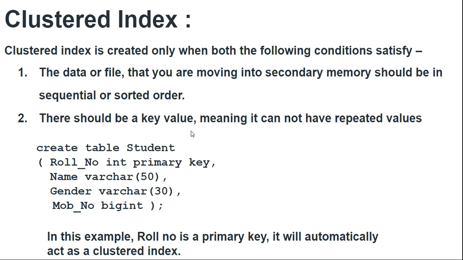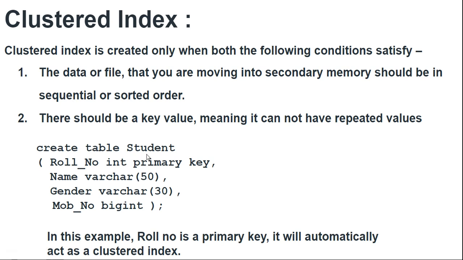What is the clustered index? A clustered index is created only when both of the following conditions apply. The data or file that we are moving into the secondary memory should be in sequential or sorted order. For example, in the data, you want to specify the sequential order without null, then this condition should be applied to the clustered index. There should be a key value, meaning it should not have repeated values, which means all values in the particular column should be unique.